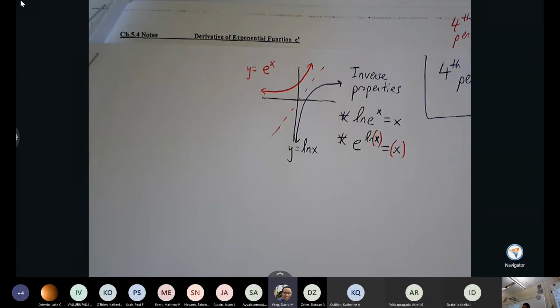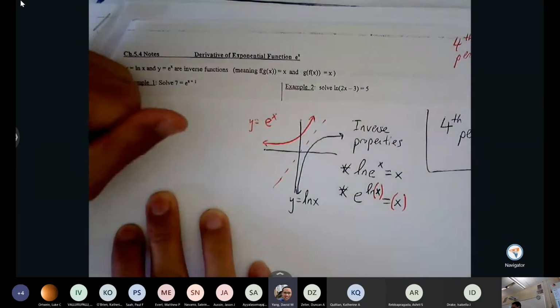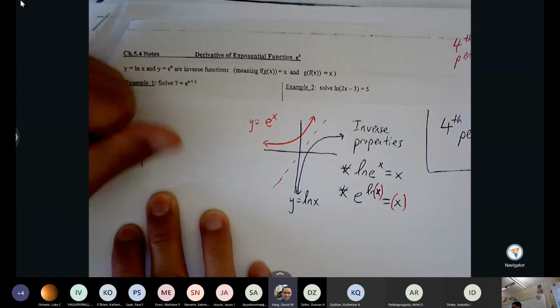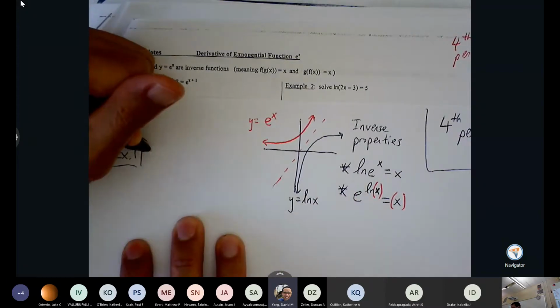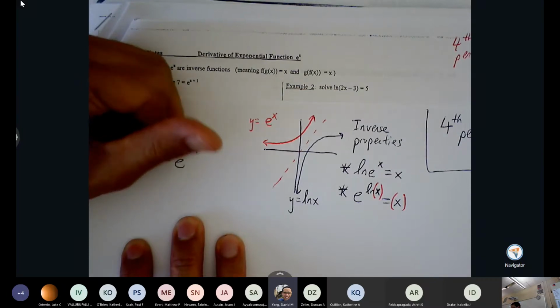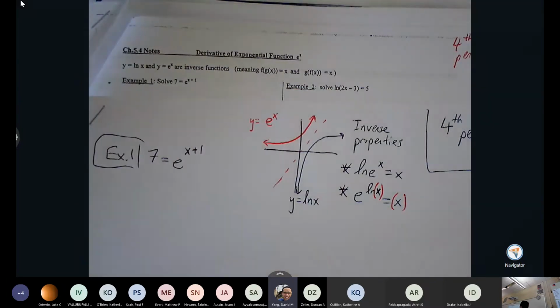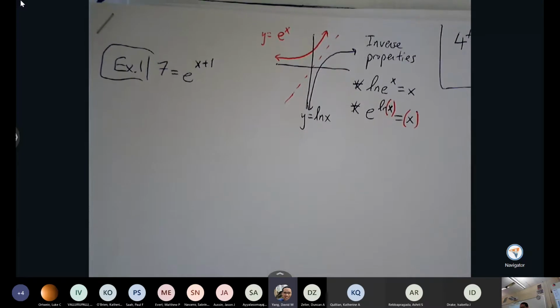So we're going to explore how we can pair these properties to help solve types of equations. So let's look at example 1. We're going to solve, so no derivatives yet, we're just working on properties here, solving certain equations. The first example is 7 is equal to e to the x plus 1.